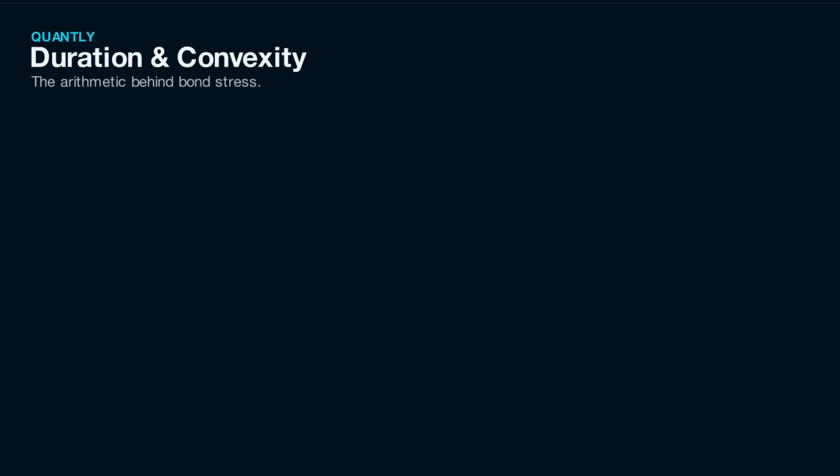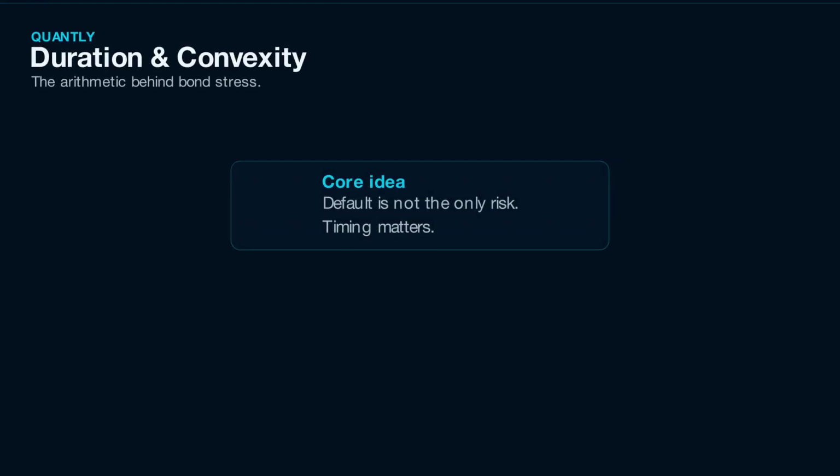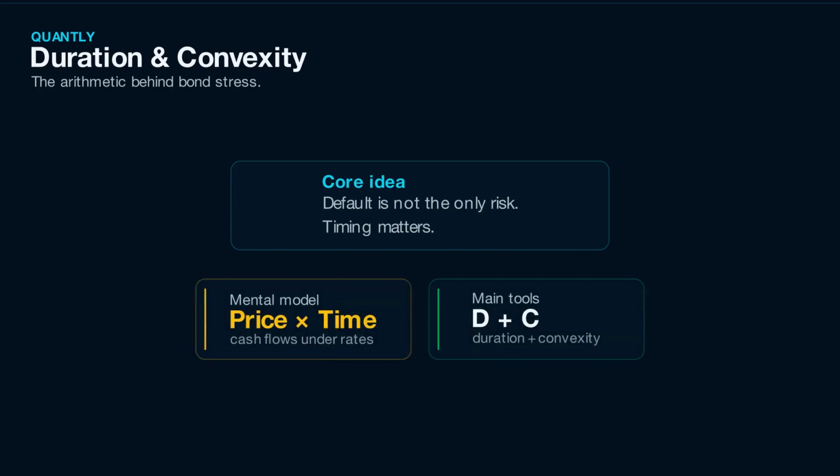Default is not the only risk in a bond. Timing matters. The mental model is price times time. Cash flows arriving under changing rates. Duration measures the timing sensitivity. Convexity measures the bend in the price-yield curve. Together, they turn a rate move into a balance sheet stress test.